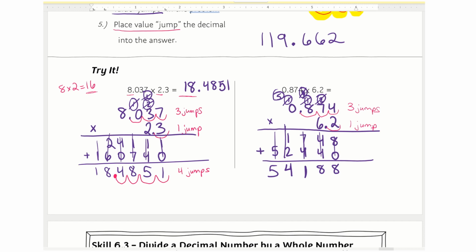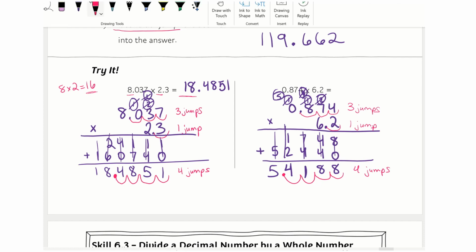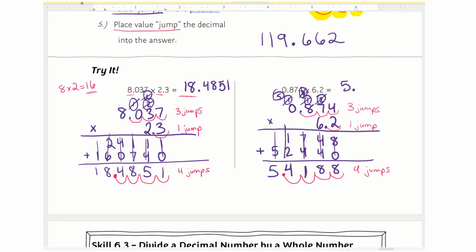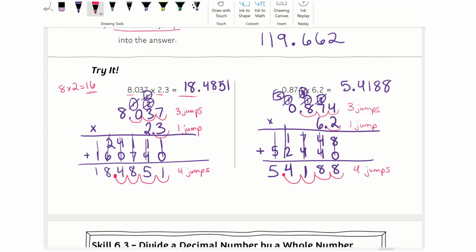So I can start down here. 1, 2, 3, 4. 4 jumps. And I get an answer of 5 and 4,188 ten-thousandths.